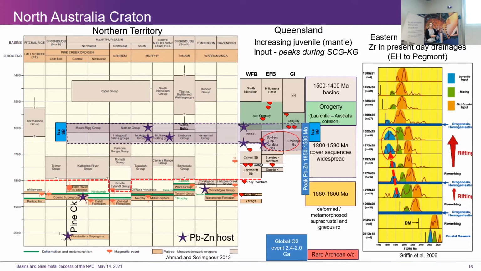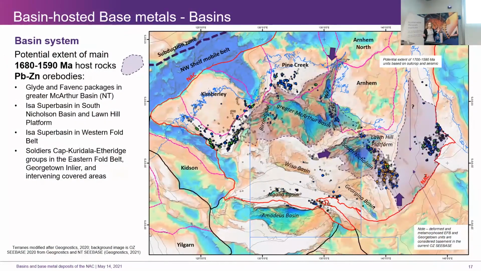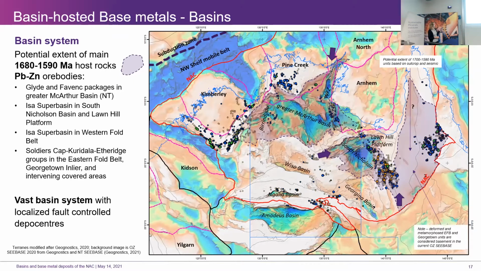So the next map I show you will be focused on this age period, the Isa Superbasin broadly, and its extent, because across the North Australian Craton, it's huge. When you look at that purple outline, it covers most of the North Australian Craton. It's about 1,500 kilometres wide, over 1,000 kilometres north-south, and that's just what's left today. So this is a vast basin, but we do see in there some localized fault-controlled depocentres. Now, remember the seabase map we're looking at includes all those post-1800 basins.